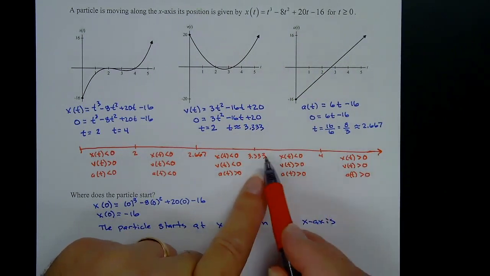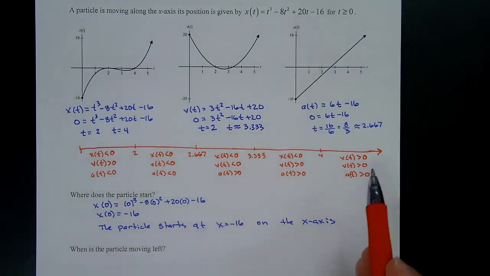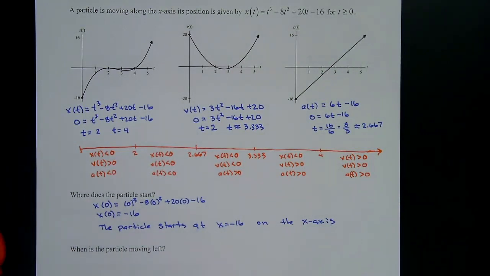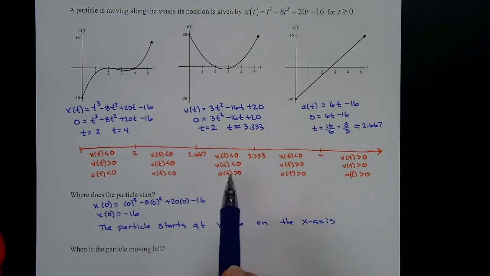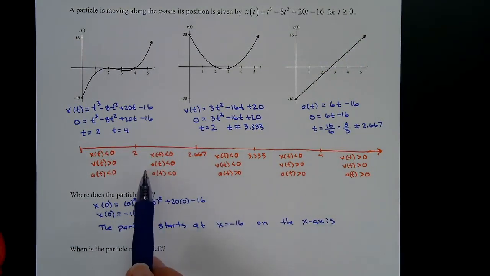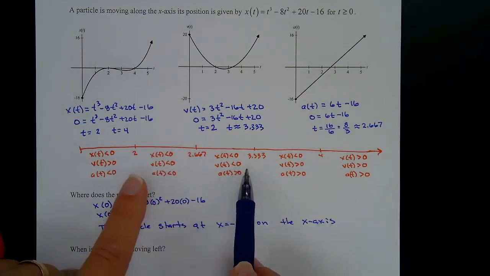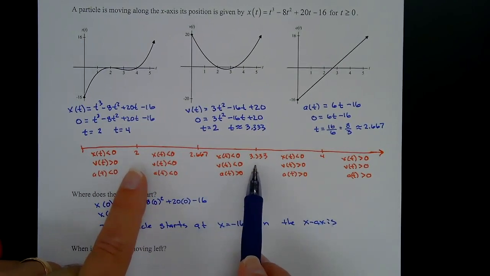So it's this whole interval from 3.33 on that we're speeding up. Okay, so here we go. Let's answer all these questions. So when is the particle moving to the left? The particle is moving to the left when the velocity is negative, right? So that would be when the velocity is negative, between 2 and 3.333.